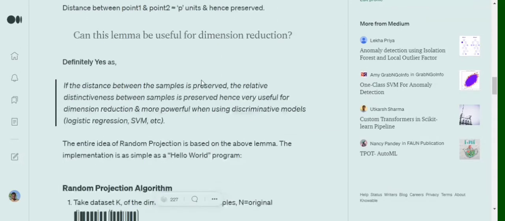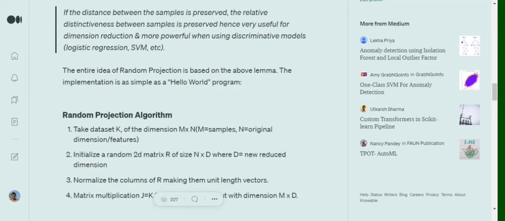How is this useful in dimension reduction? If you remember, the entire idea behind dimension reduction is to reduce the dimensionality while keeping the distinctness between the points preserved. So if two points are far apart in the original data set, even in the reduced dimensionality they should be far apart, so that the uniqueness between the two points is preserved and the model is able to train on them. So it is quite useful in random projection. This is the whole idea behind random projection.